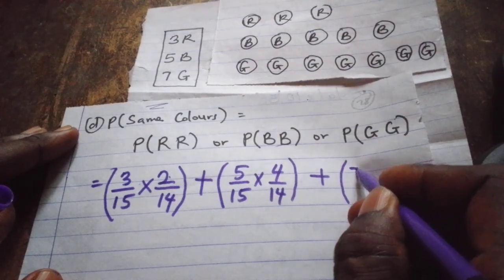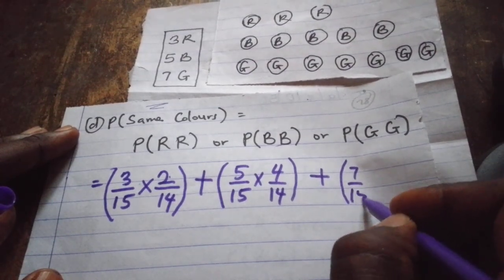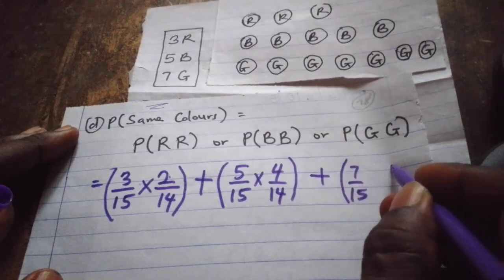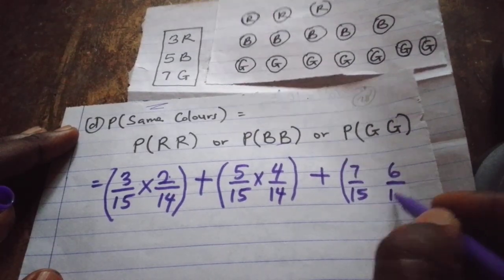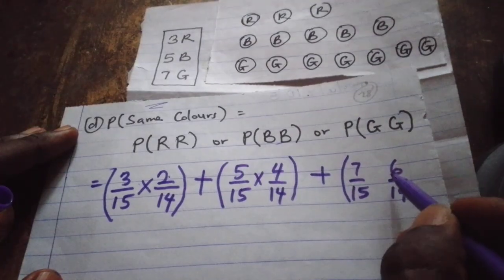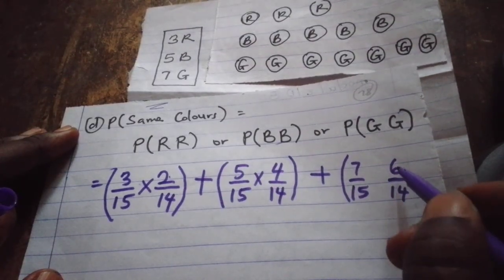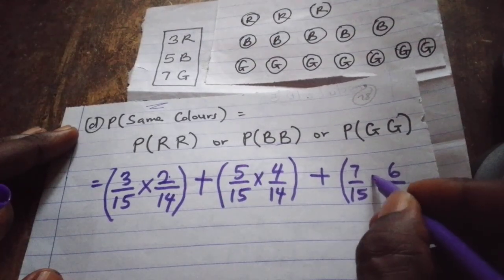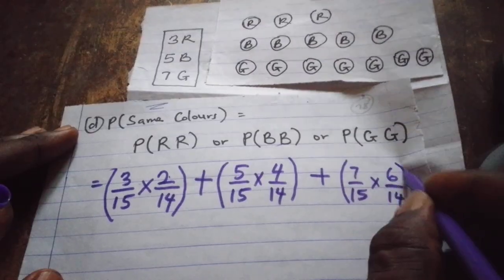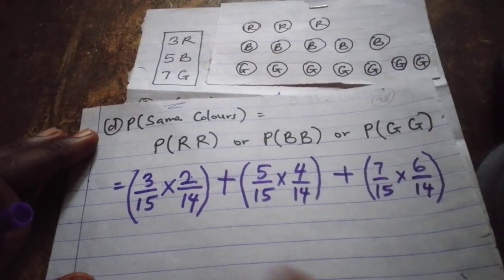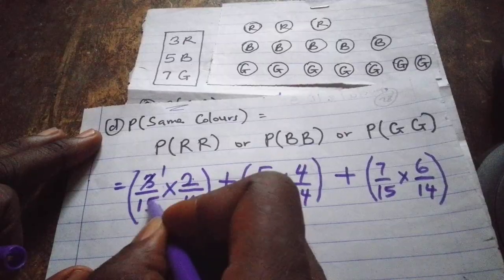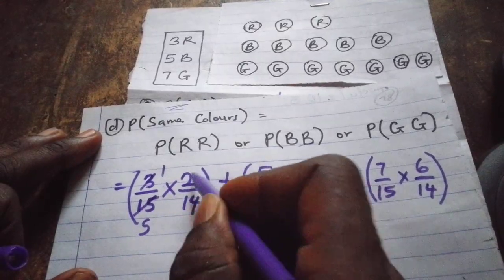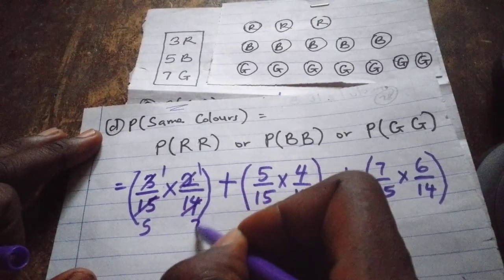We are having 7/15. If you pick one green ball, it will remain 6. The total number of balls will be reduced to 14. So the probability of picking the second one to be green was 6/14. So you multiply 7/15 times 6/14. So let's try to do this. So now we'll be having 3 here 1, 3 here 5, 2 here 1, 2 here 7.